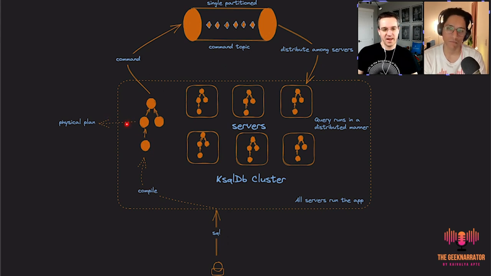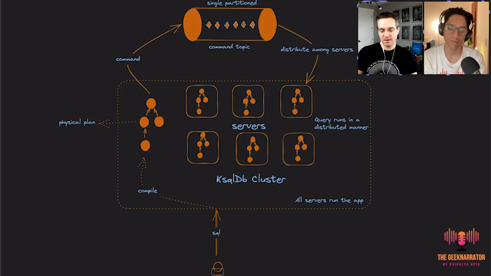And when we have this plan, what we call a physical plan, then what's actually happening is this server is writing the plan into a so-called command topic. So KsqlDB is creating a special topic, the command topic. And this command topic is the source of truth of all statements, or commands, that are running in the KsqlDB server. And it's very important that this topic is single partitioned, because this gives us an order of execution of different commands. Right.